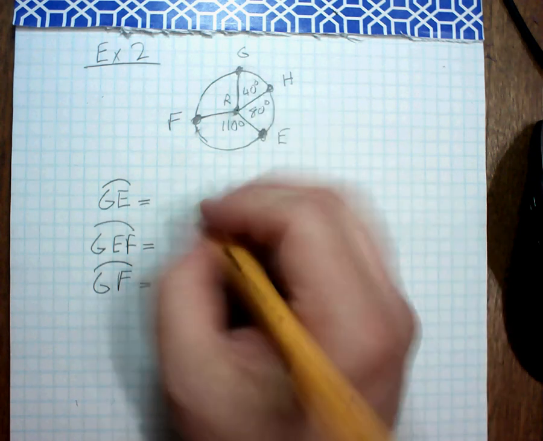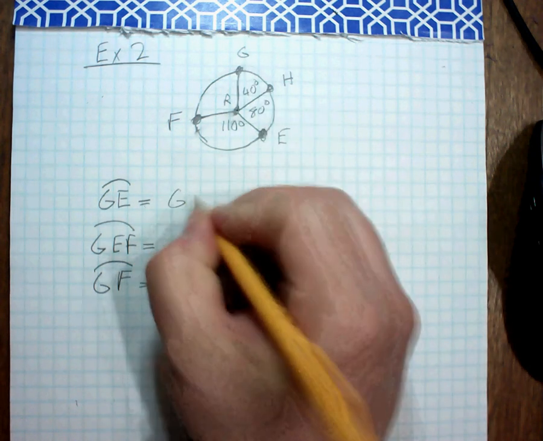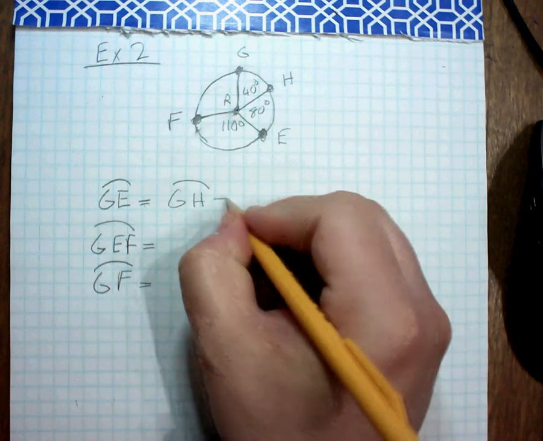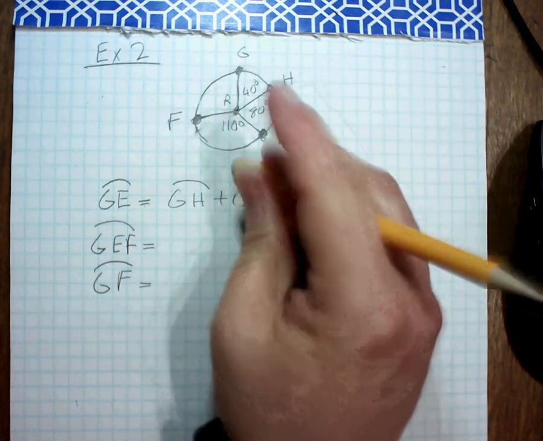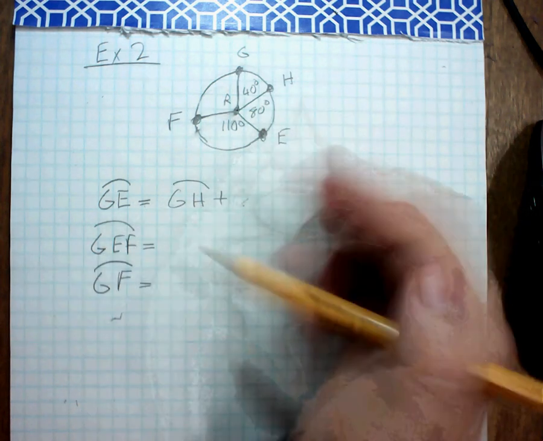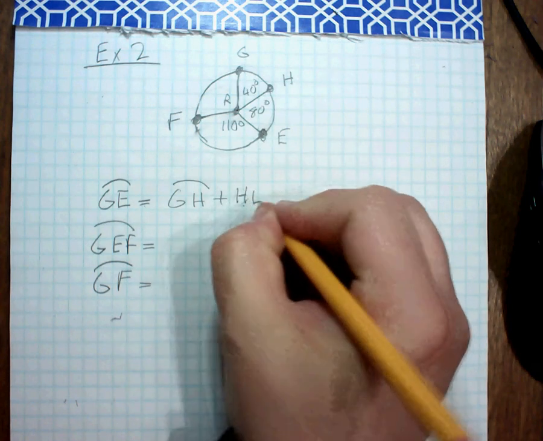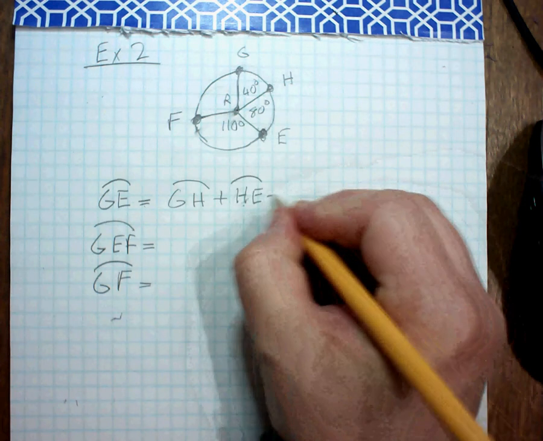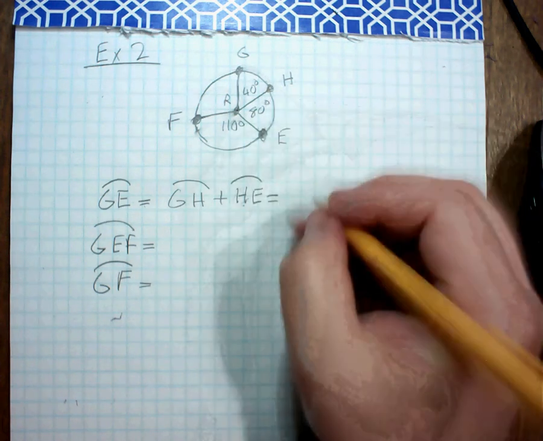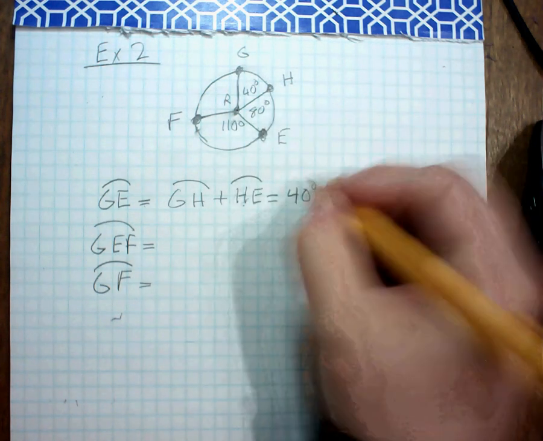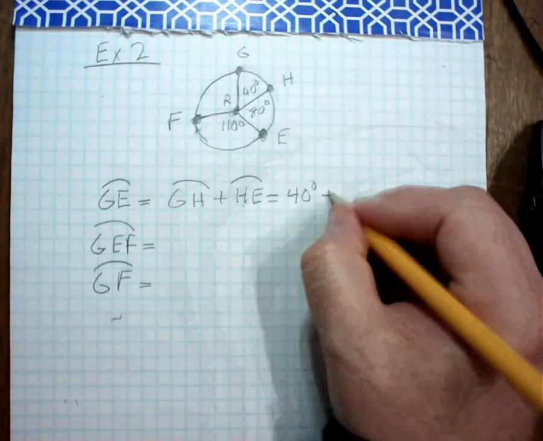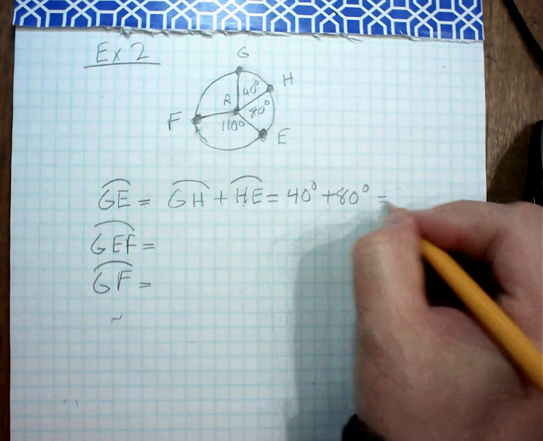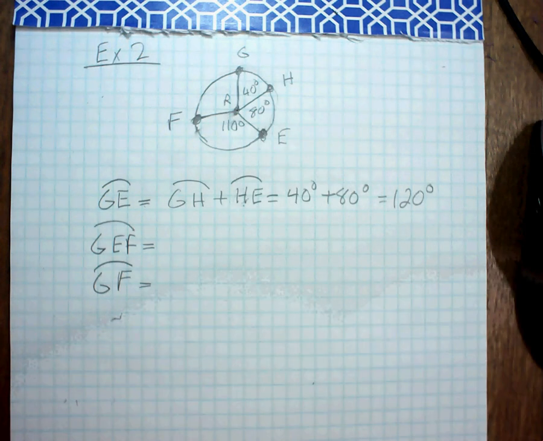So what it's gonna be is it's gonna be the measure of GH plus the measure of HE. Okay, and so we look at the central angles to get the arc. So this arc from here to here is 40 degrees. And this arc from here to here is 80 degrees. So then that means it would be 120 degrees.